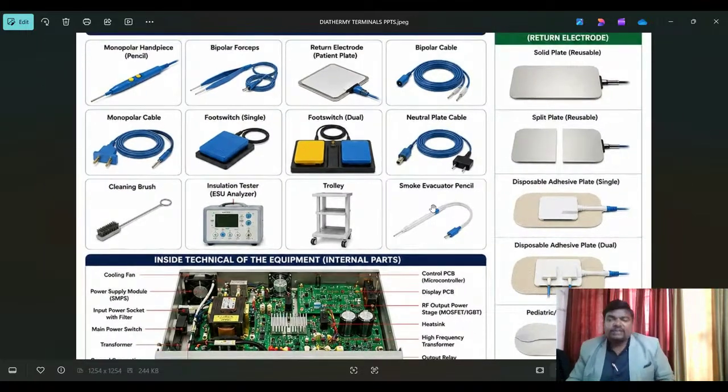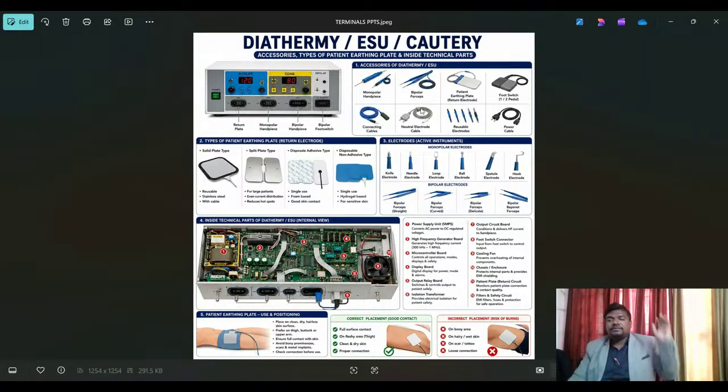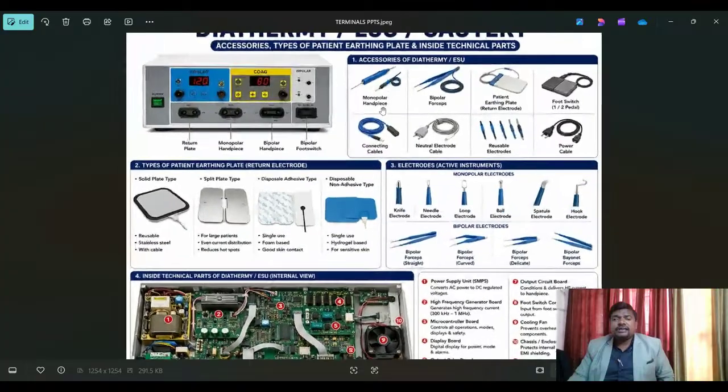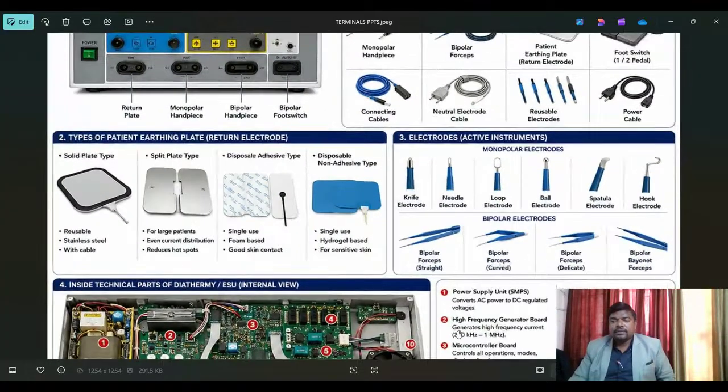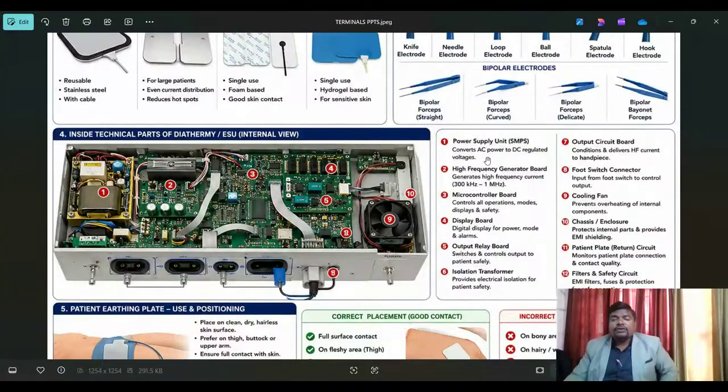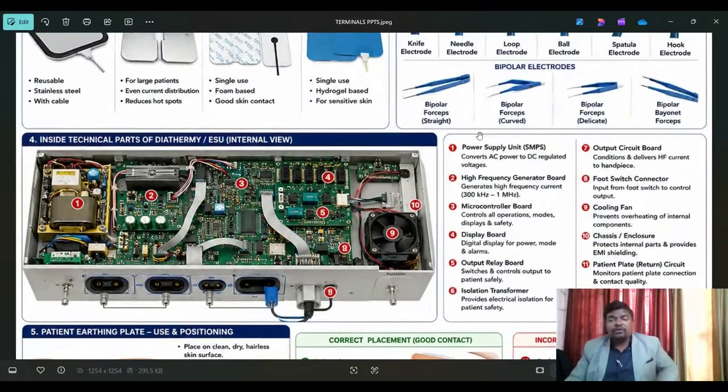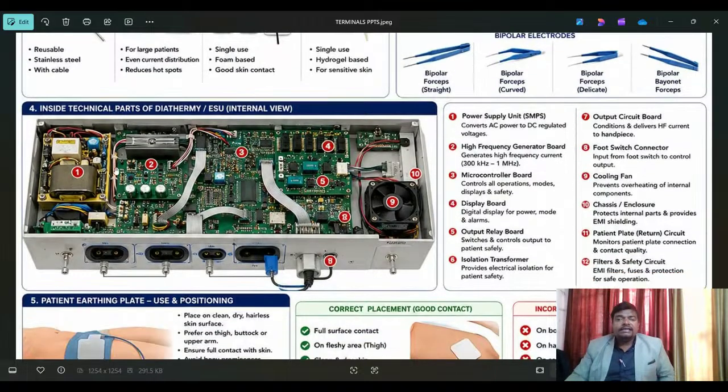Next slide. See, you have to focus on all these things. I told you why I'm showing this one. In the previous slide I showed the internal parts of the diathermy. Now here is the inside technical part of the diathermy, the ESU internal view. I'm going to read each part and explain its purpose.